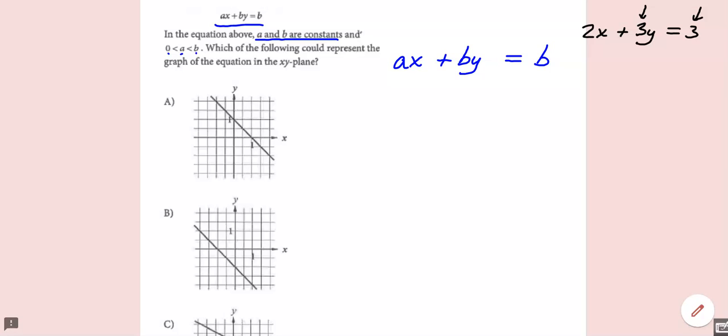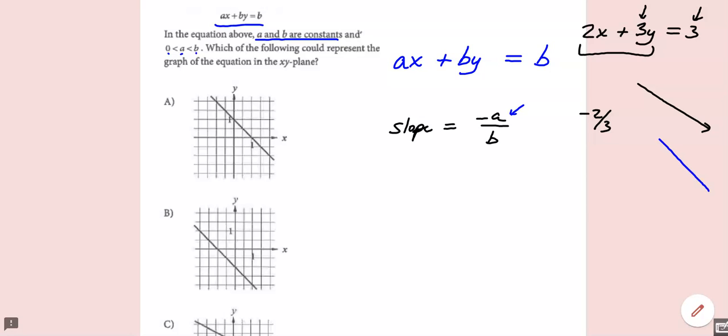So which could represent the graph of the equation? Well, my slope is going to be opposite of A over B. And A is smaller than B, so in my example over here, it's a -2/3. So that gives me a couple clues. One is I know it's decreasing from left to right. The other thing, because the A number, the top number of the fraction, is smaller, it's going to be flatter than 1. A slope of -1 is a 45-degree angle. This one's going to be a little bit flatter than that. All right, so that's one clue. It's going to be a flat negative.